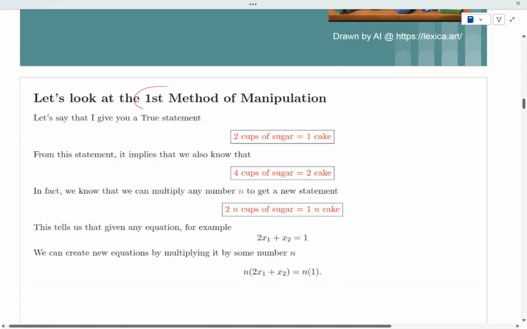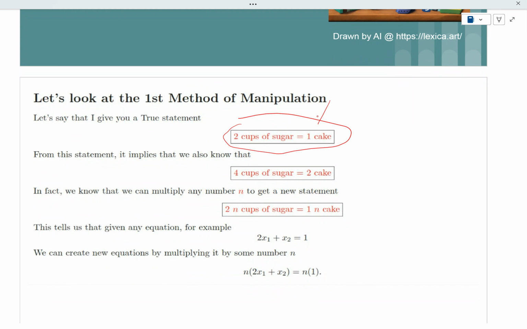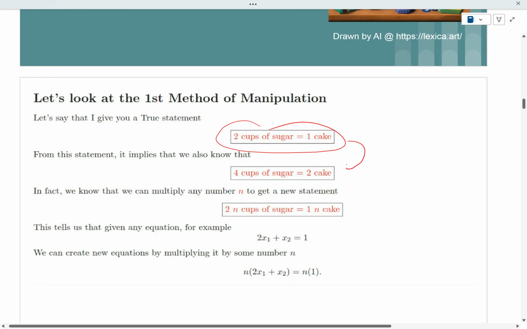The first method is actually really obvious. If you look at the statement I give you, like 2 cups of sugar allows you to make one cake, right? So from this statement, it also implies that if we have 4 cups of sugar, therefore we must be able to make 2 cakes, right? So from this statement, we can get a different statement, but equally true.